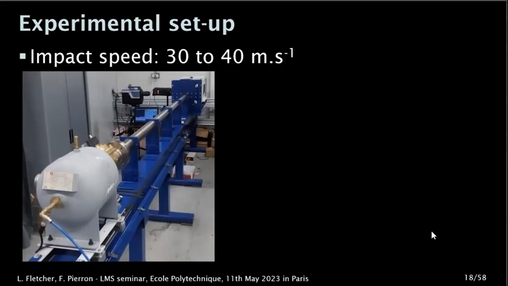A pressure vessel, an electronic valve here, and a system to release the pressure to launch the projectile, which travels along the barrel. It's quite a large diameter barrel. It's 50 millimeters in diameter because we want quite a large impactor to have nice 2D waves in a macroscopic specimen.